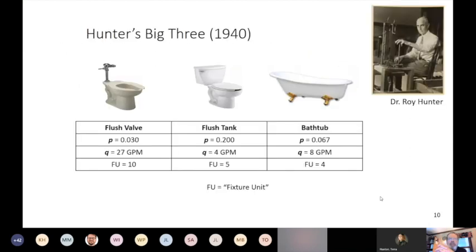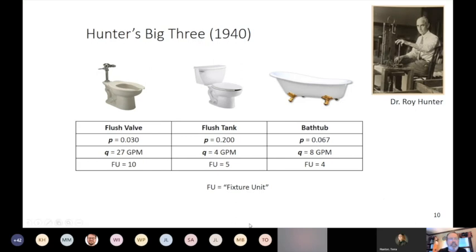So Hunter's work focused really on parameters, and I'm hearing a little bit of background noise there, so please mute yourself. And he focused on the flush valve, the flush tank, and bathtubs.